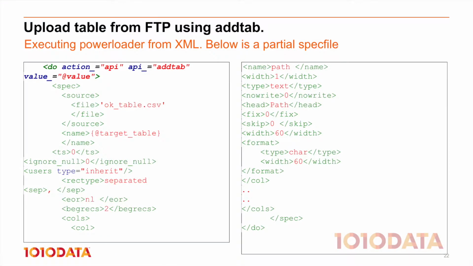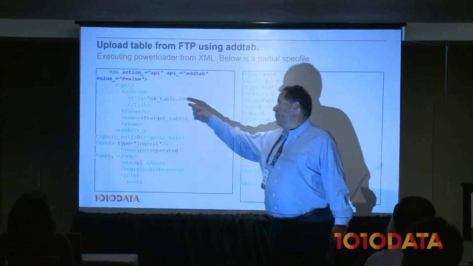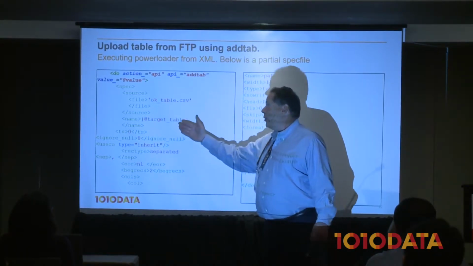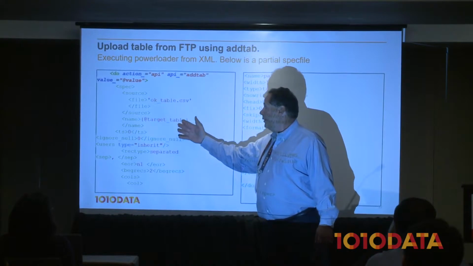How many of you have used PowerLoader? If you've used PowerLoader before, with this example, it's the same thing. It's PowerLoader right in the XML. And you have this familiar spec file, similar to what you might set up with PowerLoader. All you really need to do is supply the name of the file that exists on FTP and a path for your target table where you want to save it.